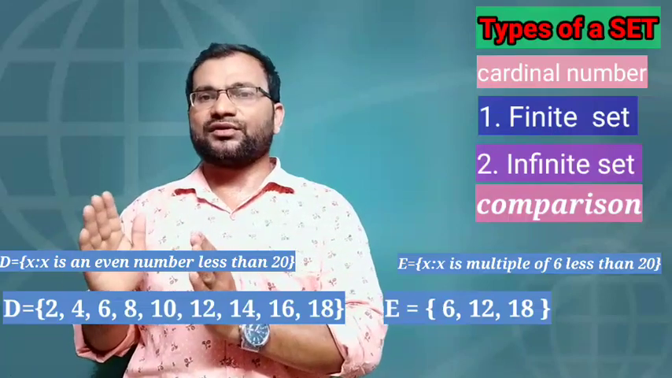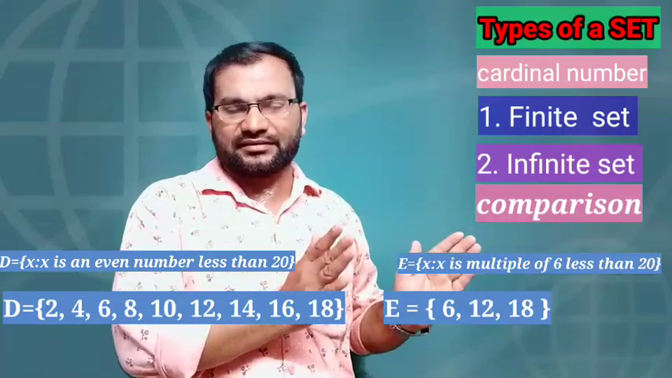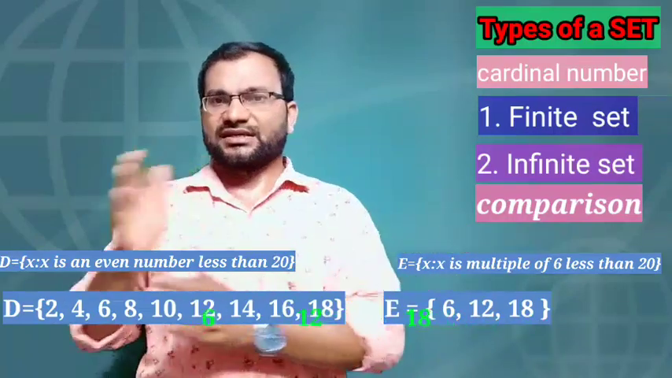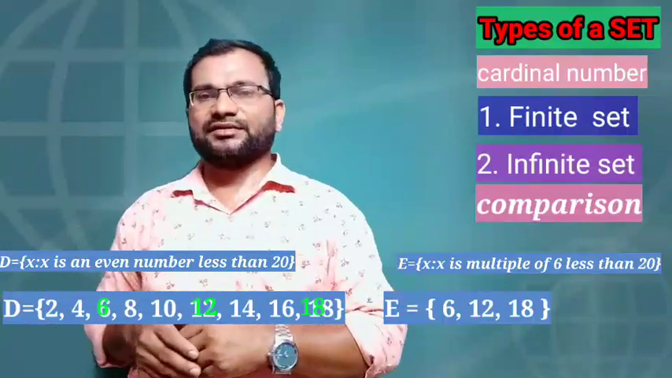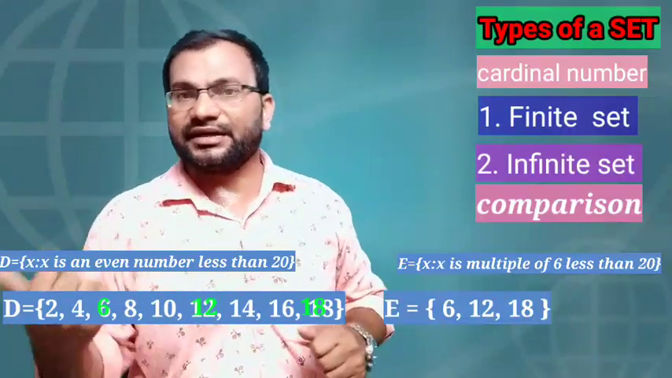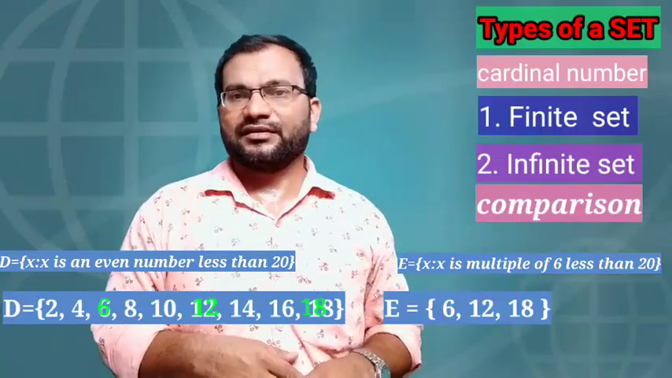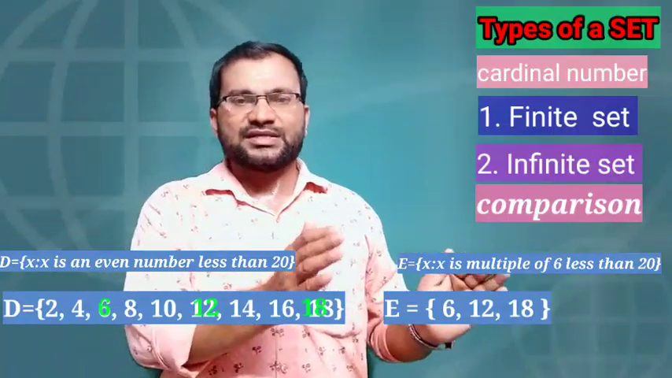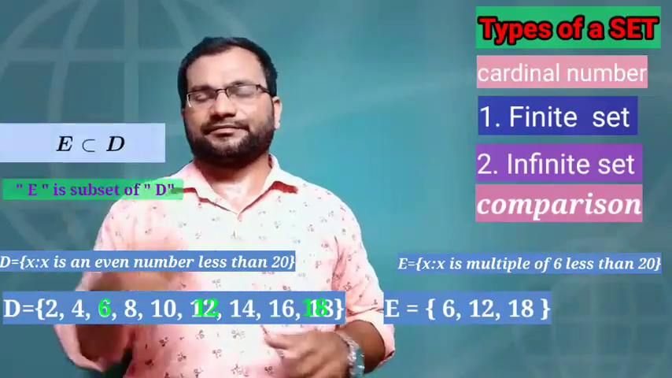Set D is 2, 4, 6, 8, 10, 12, 14, 16 and 18. Here you observe all elements in E are in D. That means 6 is in D, and 12 is in D, and 18 is in D. So I can say all elements of E are in D. In this way we can say that E is a subset of D. That means E is placed in D. So it is written as E ⊂ D.